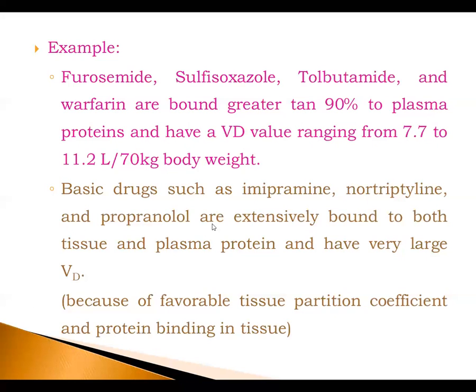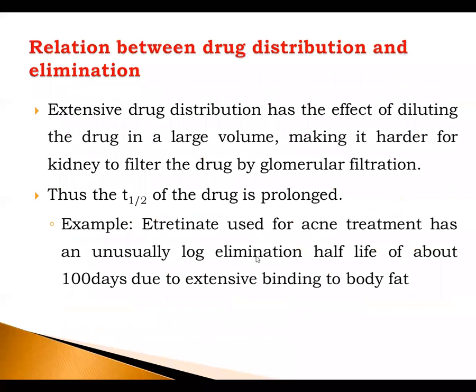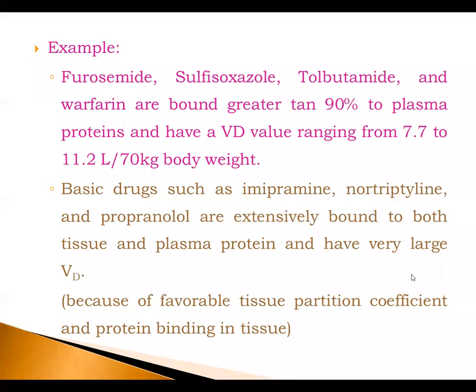This is just an example for you that though the drug has binding capacity for both the plasma protein and the tissue protein, depending on its affinity, VD might increase or decrease. If its affinity is more towards the plasma protein, then VD will decrease. If it has more affinity towards the tissue protein, then the VD will increase. That's what's written in the bracket: favorable tissue partition coefficient and protein binding in tissue. That depends on the physicochemical property of the drug molecule.